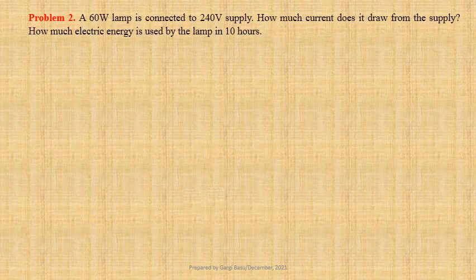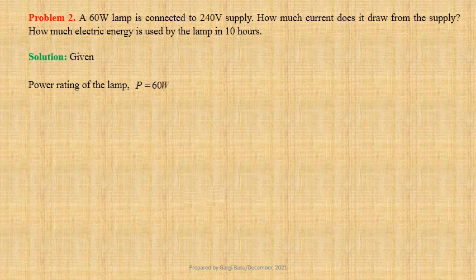A 60 watt lamp is connected to 240 volt supply. We have to calculate the current it draws from the supply and the amount of electric energy used by the lamp in 10 hours. Let us first write down the given data. Power rating of the lamp P equals 60 watts. Supply voltage V equals 240 volts. Operating time T equals 10 hours.